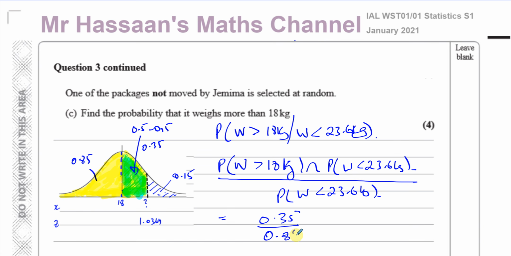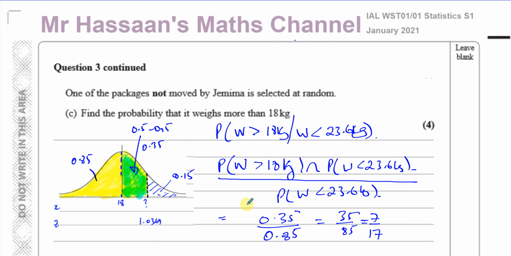So it's 0.35 out of 0.85, which is 35 over 85. 5 goes into 35 7 times, and 5 goes into 85 17 times. Yeah.